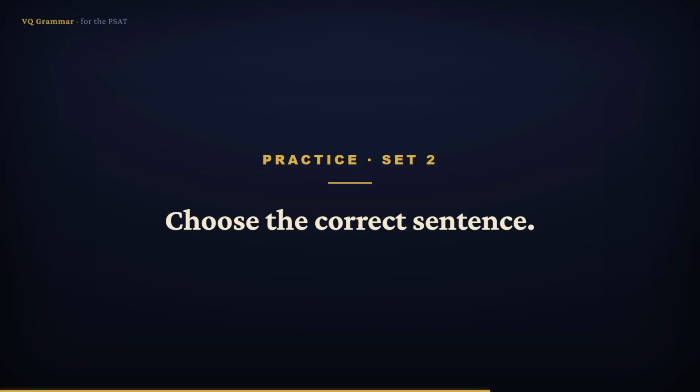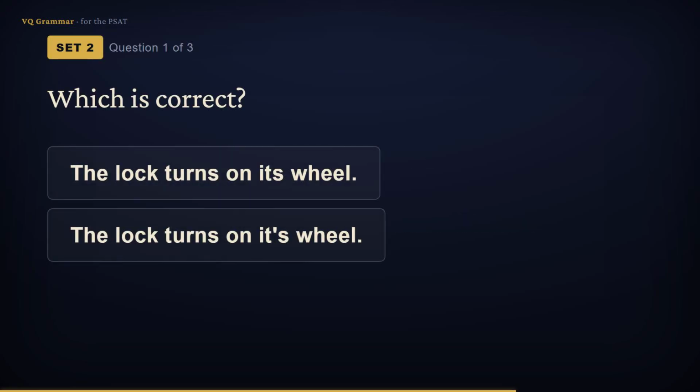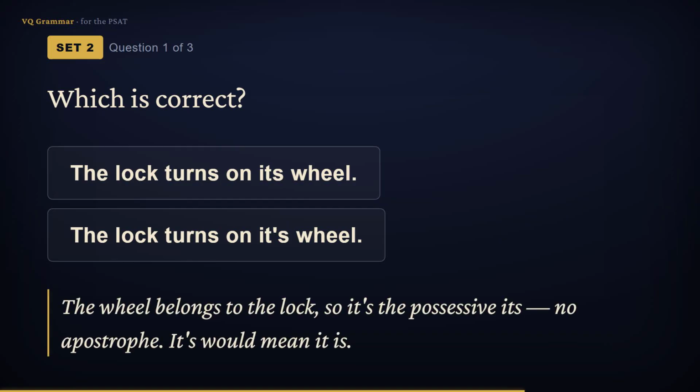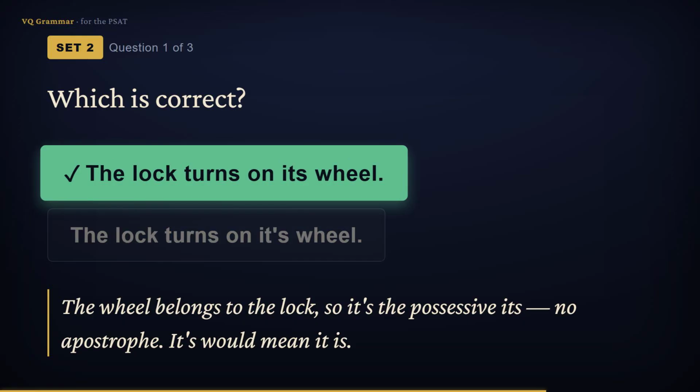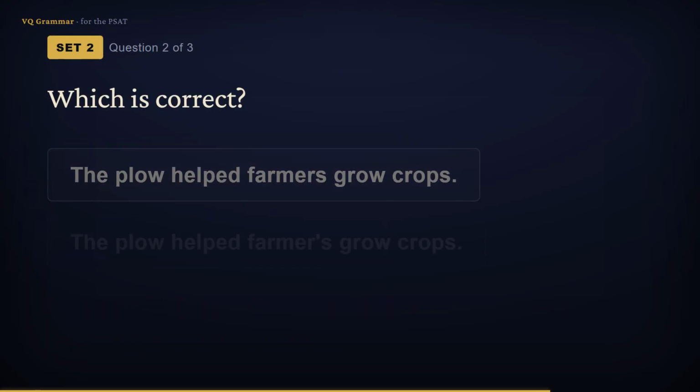Now choose the sentence that uses apostrophes correctly. Watch for 2 things, the its versus it's trap, and plain plurals that should have no apostrophe at all. Pause and try each one. The wheel belongs to the lock, so we want the possessive. The possessive its has no apostrophe. The version with an apostrophe, it's, means it is, which makes no sense here. So the answer is, the lock turns on its wheel.